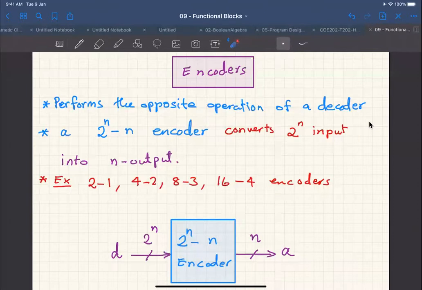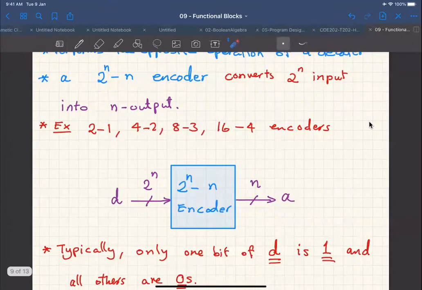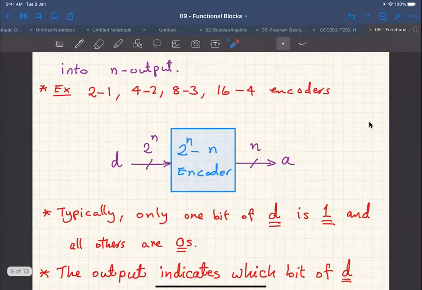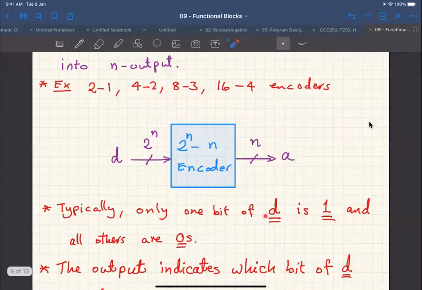So these are some examples of decoders. In general, we have 2 to the n inputs and n outputs, okay. And the relationship between input and output still holds like the decoder case, so D equals 2 to the A. We don't have to write it in a logarithmic way because typically, only one of the bits of D is allowed to be 1 at any time. If more than one bit is 1, then the output is not guaranteed to be valid, okay.